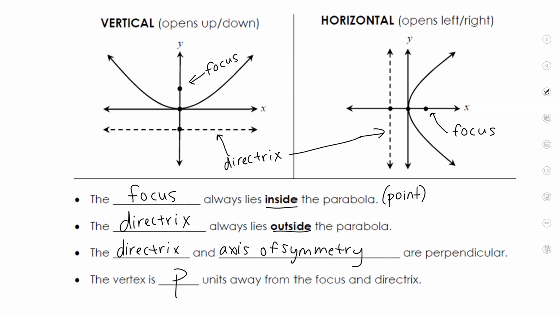The vertex is p units away from the focus and the directrix. This is the p-value. So for example, if the p-value is 3, that means the vertex and the directrix are 3 units apart: 1, 2, 3. And so is the focus: 1, 2, 3.